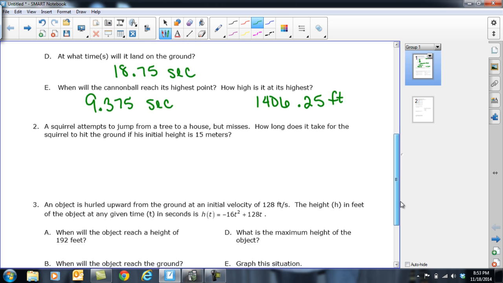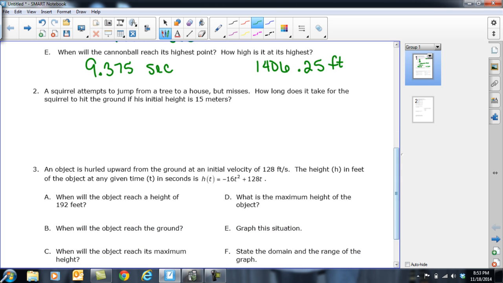So let's talk about this next one. We have a squirrel. It's a silly squirrel. This squirrel attempted to jump from a tree to a house, but it didn't quite make it. He fell. So he went to jump and didn't make it. Like I said, not a smart squirrel. We want to know how long it takes for the squirrel to hit the ground if his initial height was 15 meters. Well, if the squirrel is jumping from a tree to a house, the first thing you have to decide is, did he launch himself or did he drop?